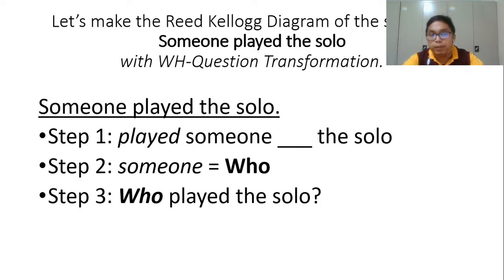Which is why, going back to step number 1, once it was replaced with who, played who the solo, you need now to put the interrogative word at the beginning of the sentence, thus having the final product, who played the solo. Now again, your sentence now here is who played the solo. Let's now proceed to the creation of the Reed-Kellogg diagram.